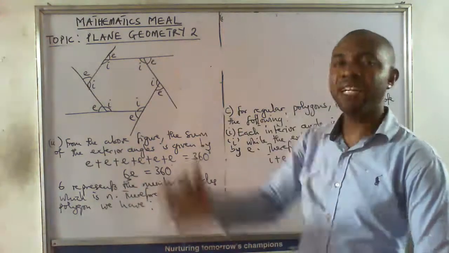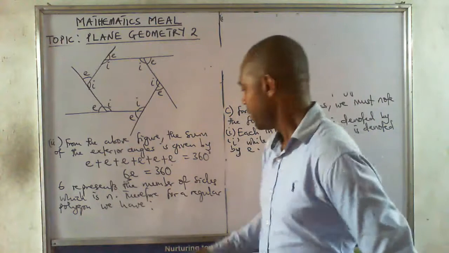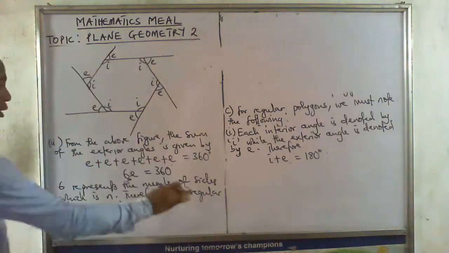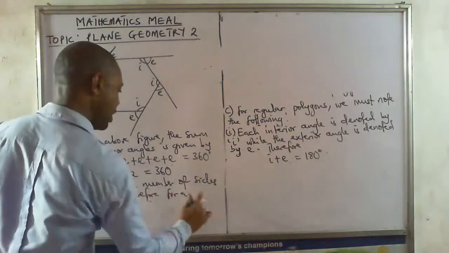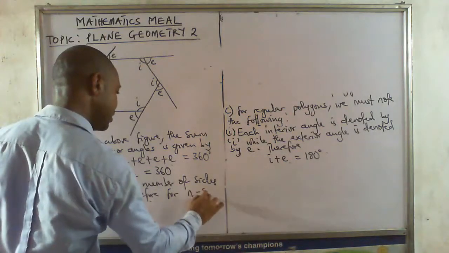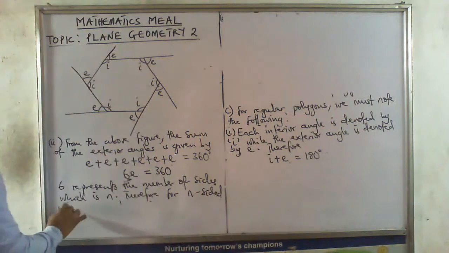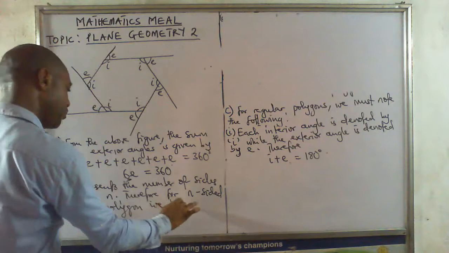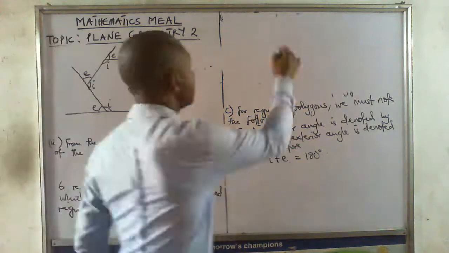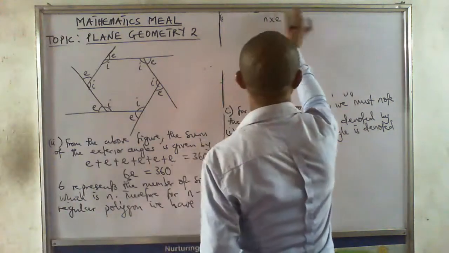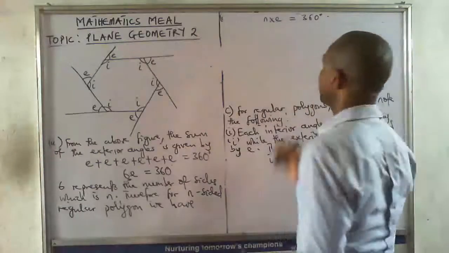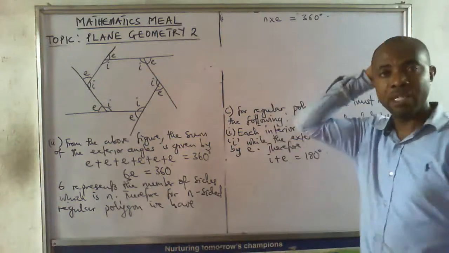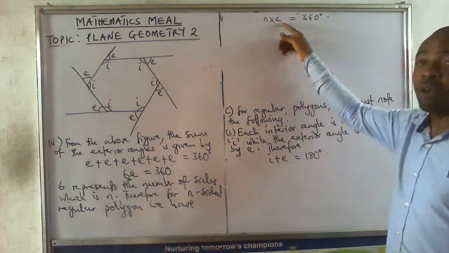So for an n-sided regular polygon, we have that n times the exterior angle will give us 360. So the number of sides times each exterior angle will give us 360, because all the angles are equal.